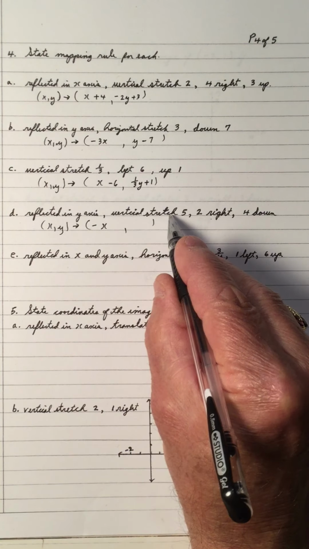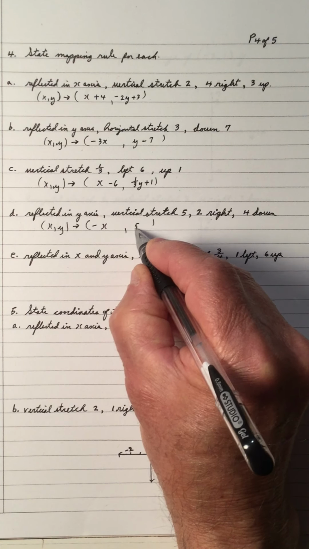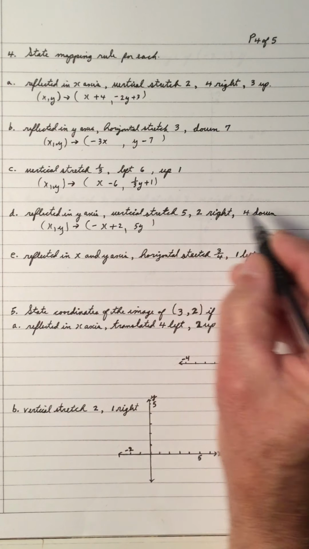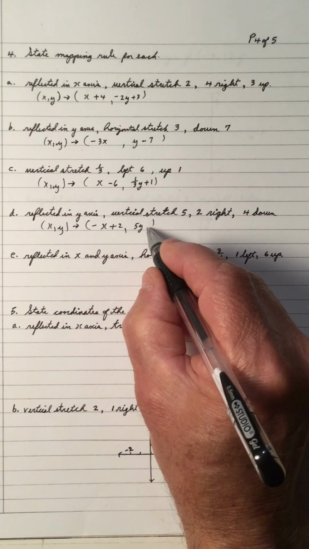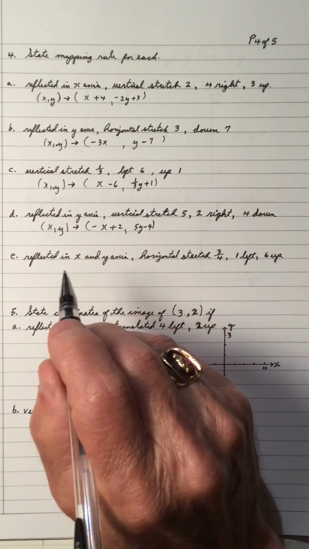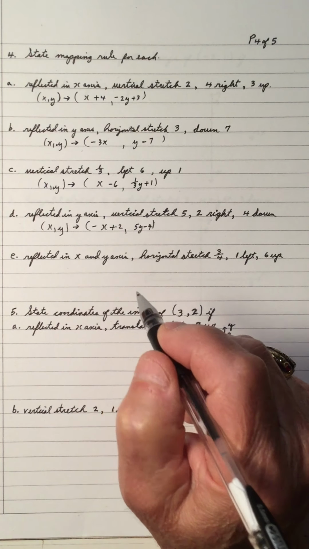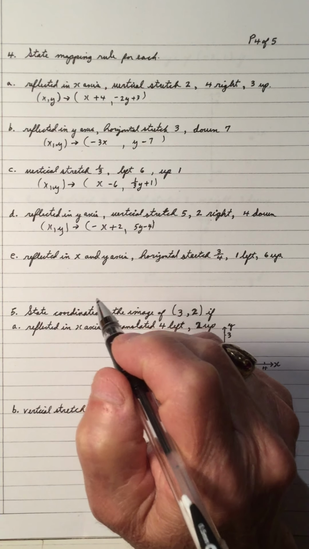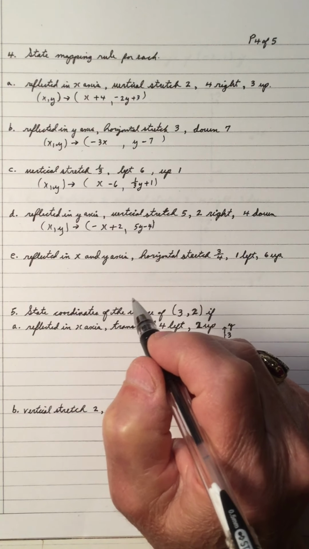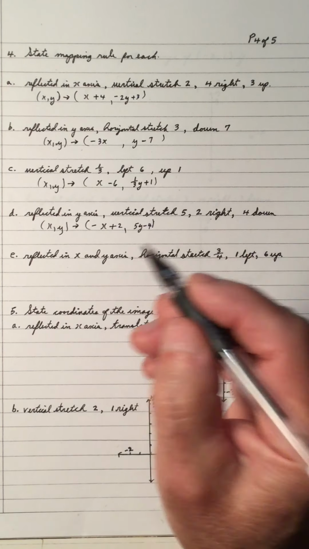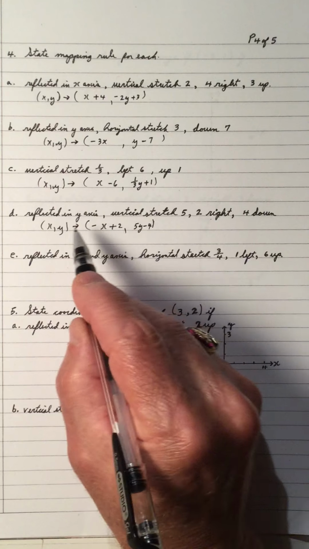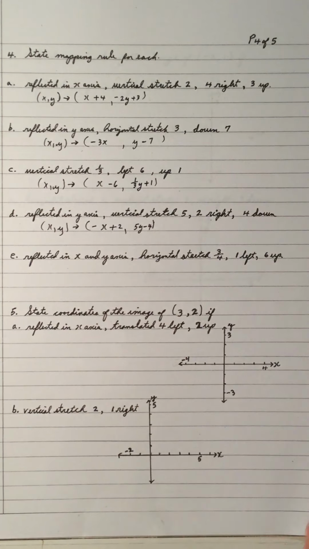And the vertical stretch is 5, so it's 5 times the y. It's gone right 2, so that's with the x, so it's a plus 2. And it's gone down 4, it's a minus 4 with the y. So again, if you do your reflections first, the negative on the x's and the y's, you do your stretches next, horizontal and vertical, which is the number in front of the x and the y, and then you do your translations. So you can work with all the x's first in relation to horizontals, or you can work with the y's. So it's your choice.